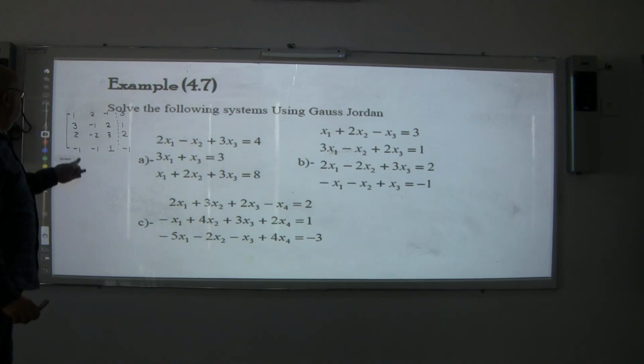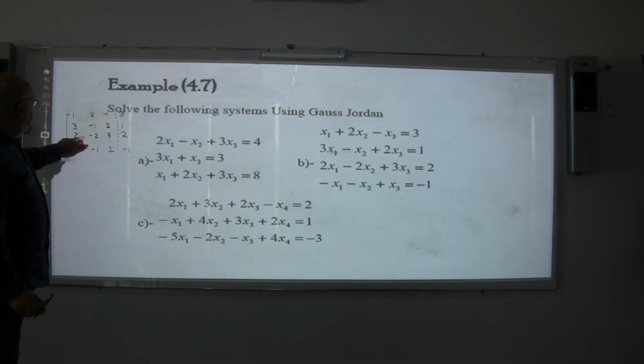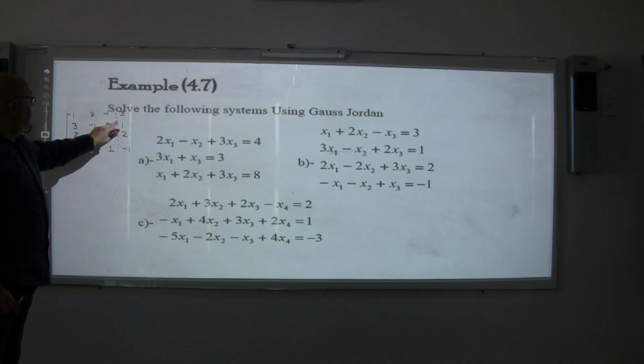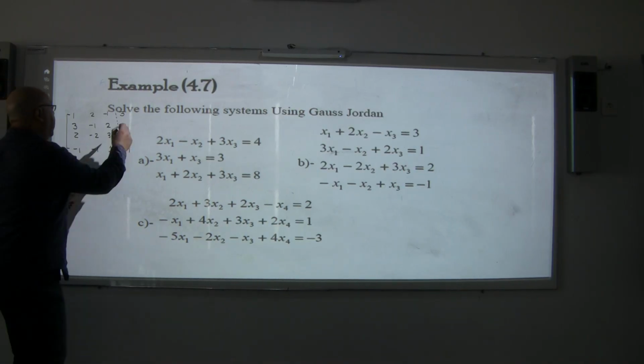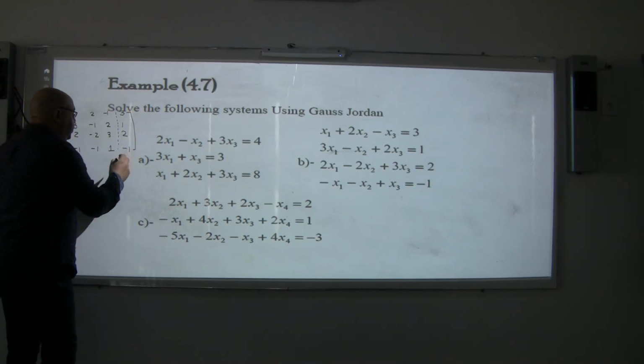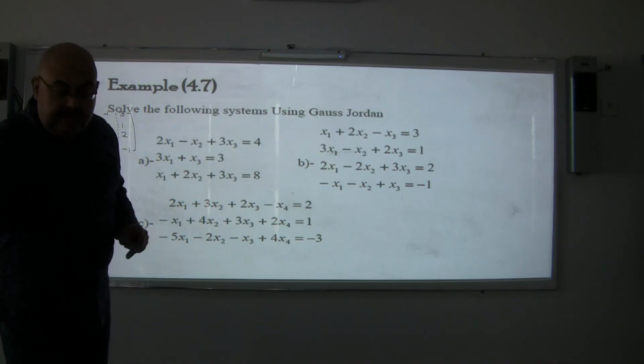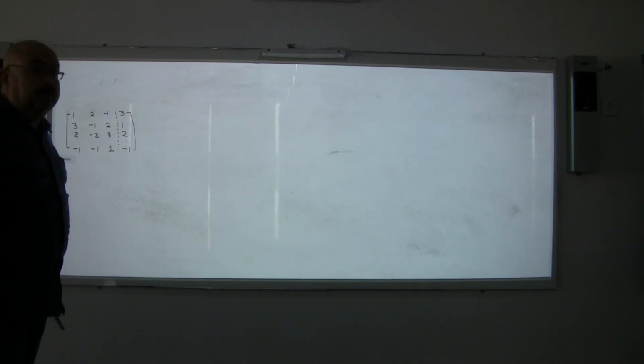Let's review it once more. 1, 2, negative 1, 3. 3, negative 1, 2, and 1. 2, negative 2, positive 3, and 2. Negative 1, positive 1, and negative 1. And that's the matrix, which is 4 equations in 3 unknowns.